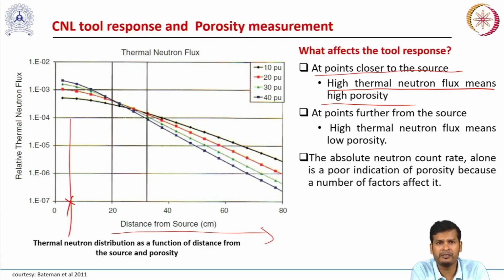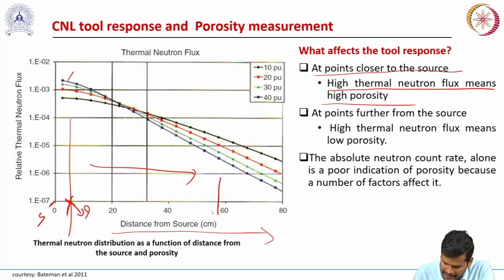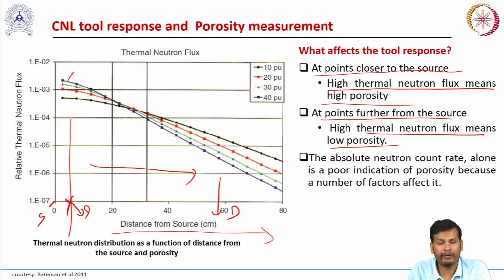It is understandable because if my detector is here, let's say the source is here and the detector is here, and I have very high porosity, that means more fluid, that means more hydrogen, that means more collisions with hydrogen atoms, so neutrons will be converted from fast neutrons to thermal neutrons at a very rapid rate. That's why you can see high thermal neutron flux means high porosity when the detector is closer to the source. But at a point farther from the source, let's say when the detector is here, then high thermal neutron flux means low porosity.